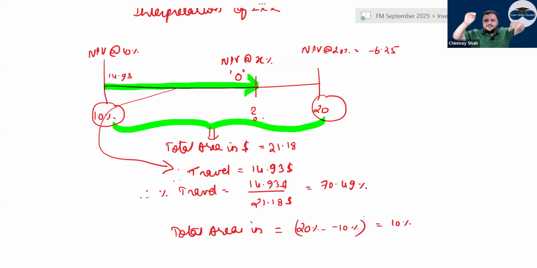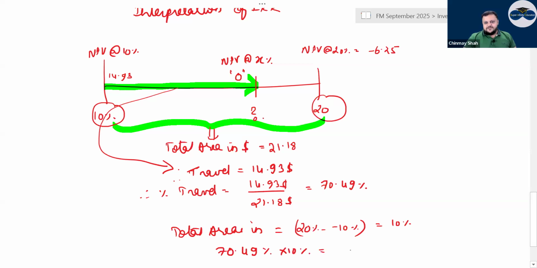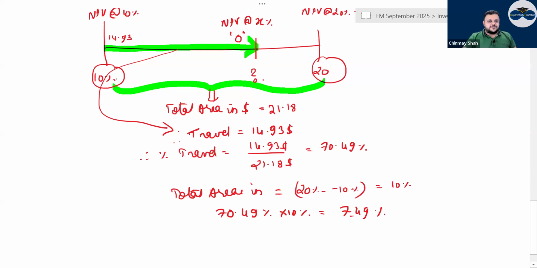If in dollars I have to travel 70.49%, that only I am applying to that 10% area that is there in between. So how much do I have to travel? 7.049, into 10%, so 7.49%. And from where do I have to travel this 7.49%? From 10%. So 10% plus 7.49%. How much is the IRR? Tell me this rate. 17.49%.